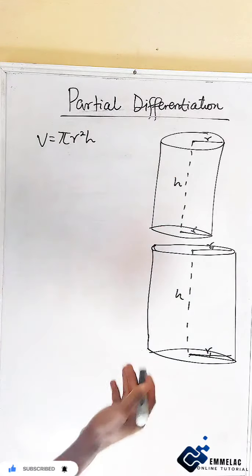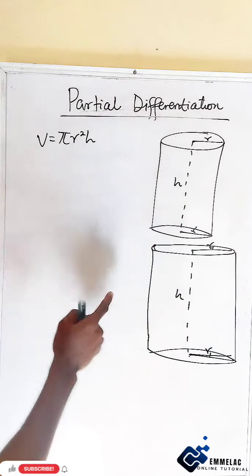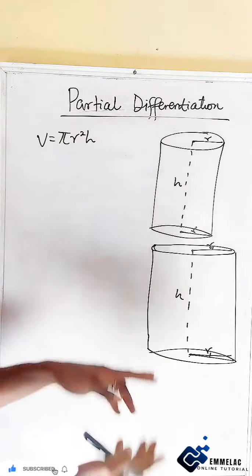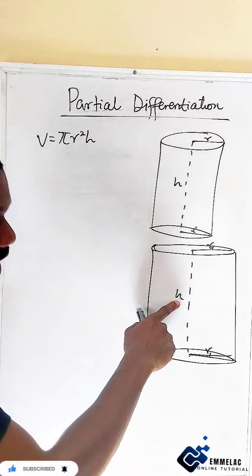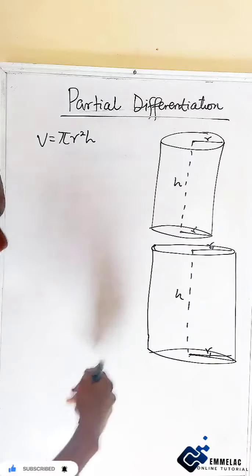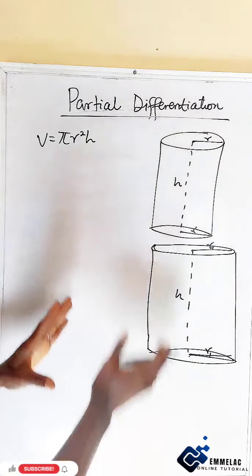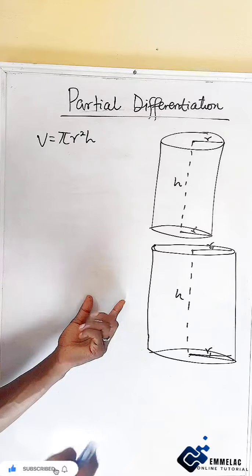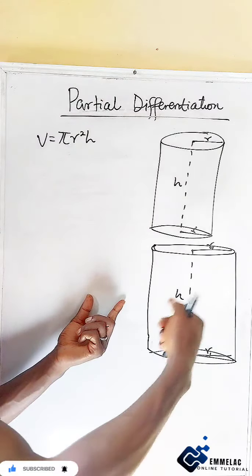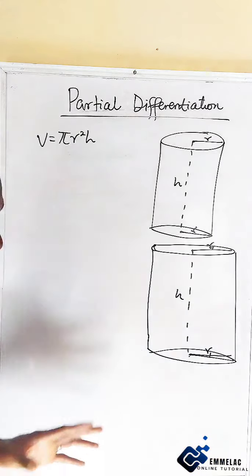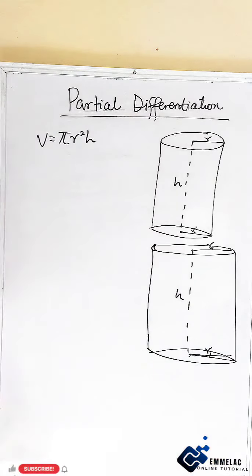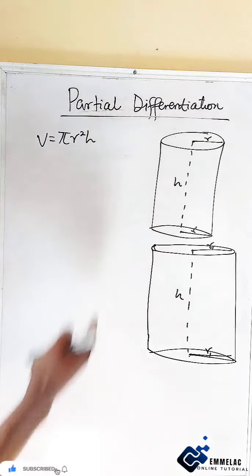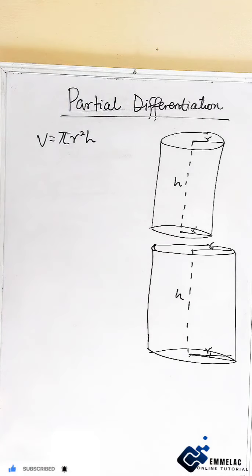Now I can also increase the volume of this cylinder by increasing the height and making the radius constant. In the previous case, I made the height constant and increased the radius. Same thing. Now this is all about what? Partial differentiation, where a particular quantity is increased as a result of another quantity increasing while others are kept constant.